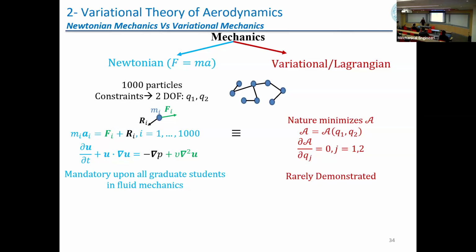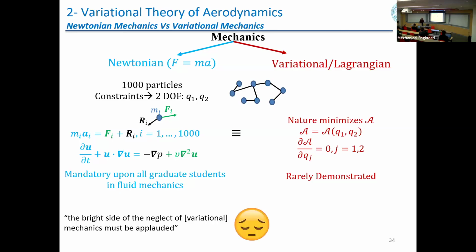And in fact, I was complaining about this asymmetry to one of our prominent fluid mechanicians in the National Academy of Engineering, and he replied, the bright side of the neglect of variational mechanics must be applauded. So he's saying, of course, this is useless. We should focus on the important stuff. That's the attitude of the overwhelming majority of fluid mechanicians. And this is sad, right? Because if God gives you 2 legs and you just intentionally decide to cripple one of them, that's not wise, particularly if this is the successful leg.